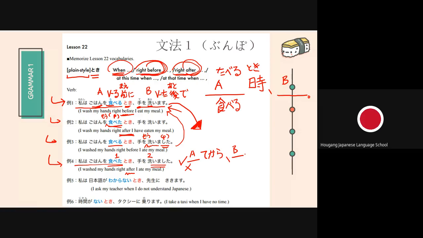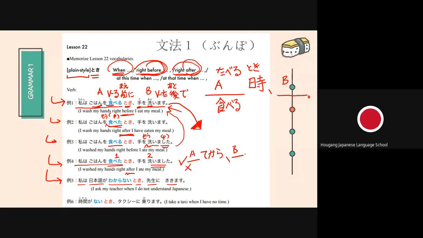Okay, but there are certain contexts when we use toki where we should really know which one comes first. For example, 私は日本語がわからないとき、先生に聞きます。Okay? When you don't understand Japanese, ask the teacher. 不知道日语时问老师。Okay, so let me ask you, do you not know Japanese first, or do you ask the teacher first?